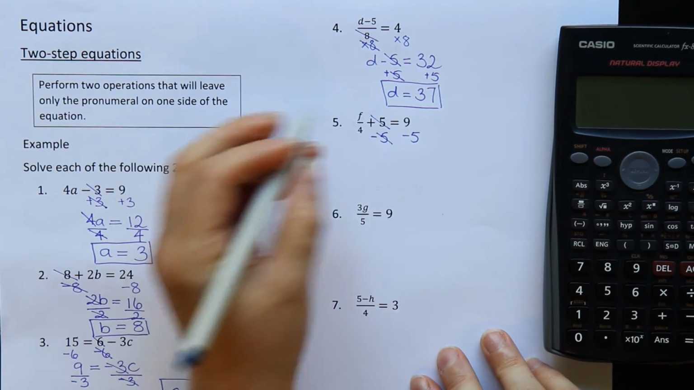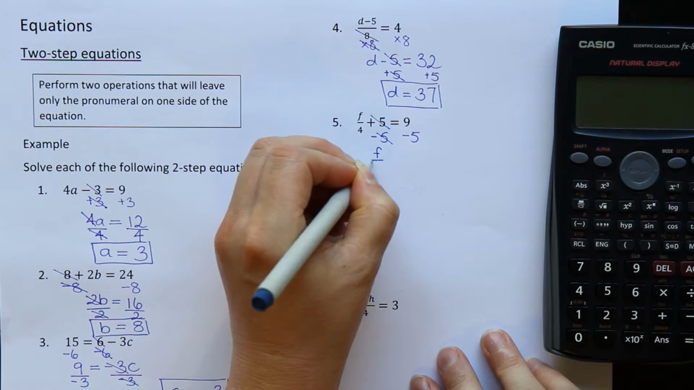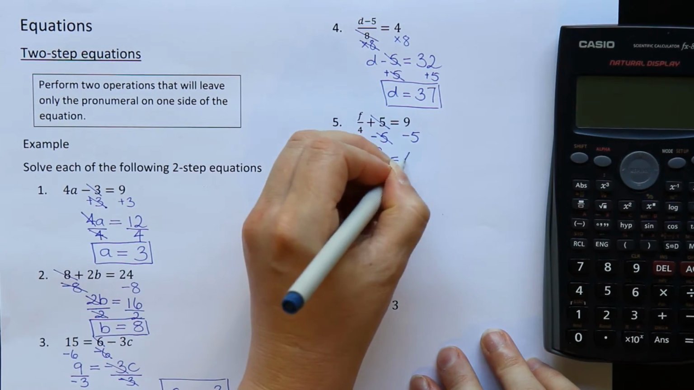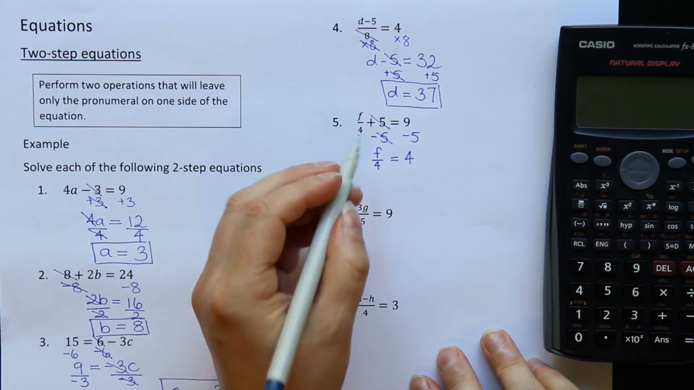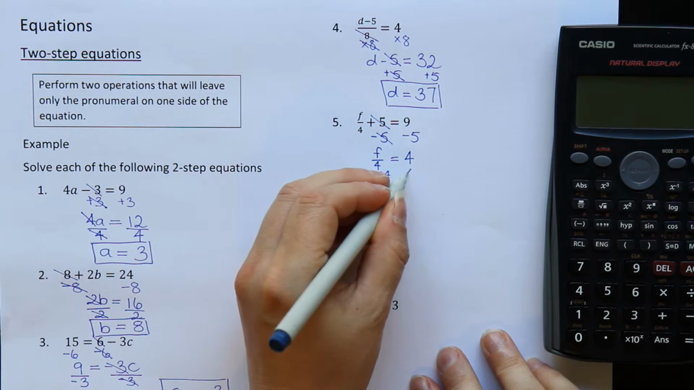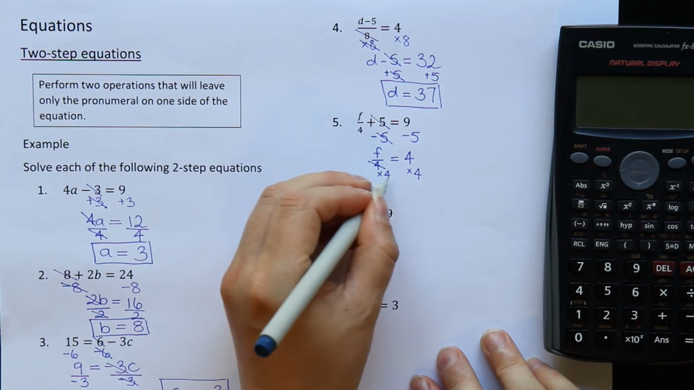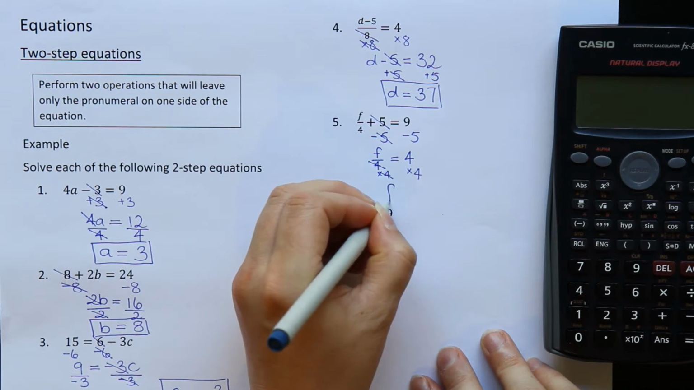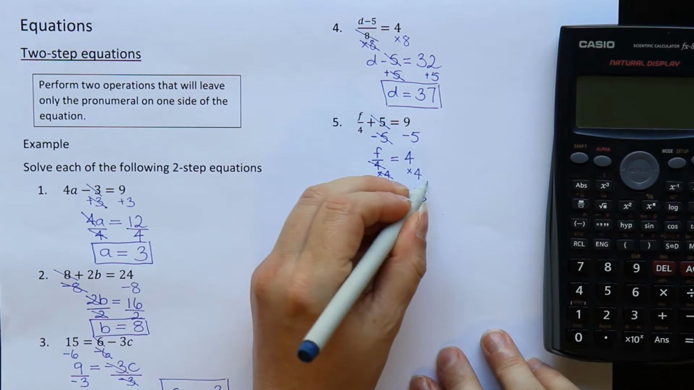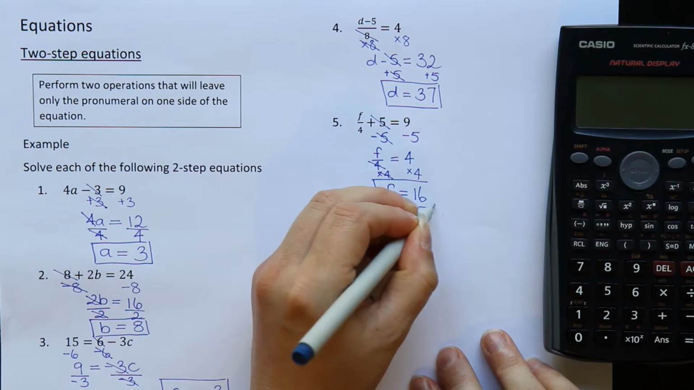Cancel that away. I still have f over 4, and 9 minus 5 is equal to 4. Next, the opposite of dividing by 4 is to times by 4. Cancel them off. f is equal to 4 times 4, which is 16. Finished.